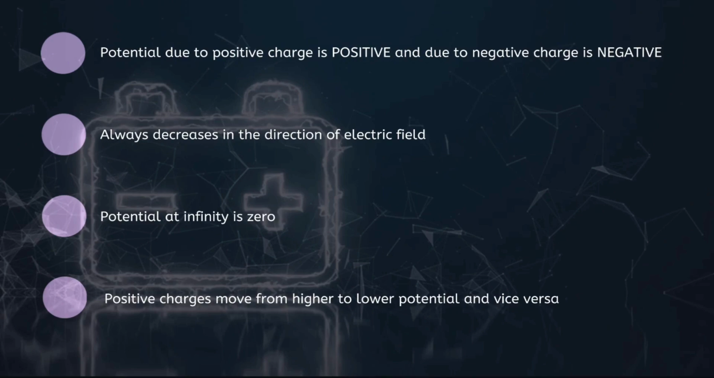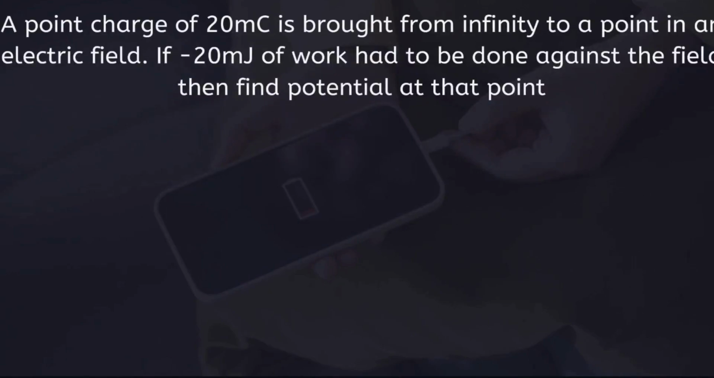Okay, so the next slide. So this is a numerical, my dear. There is a point charge of 20 millicoulomb. It is brought from infinity to a point in an electric field. Minus 20 millijoule of work had to be done against the field. Then find the potential at that point. Is that okay? Once again, you can read that question, or you can pause the video and read that question once. Let us proceed into the solution.